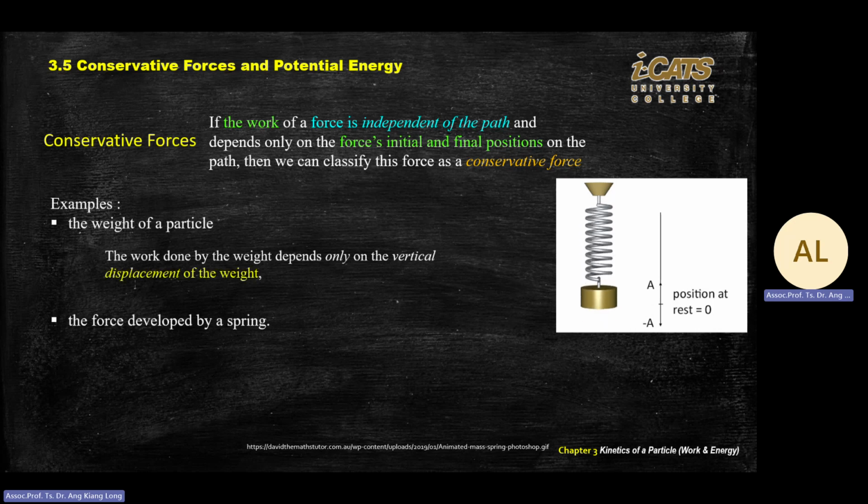Now, for example, work done by weight, W, depends only on the vertical displacement. We know that weight is under acceleration of gravity, and gravity force always goes down. So W multiplied by the displacement distance, then you do work, right?